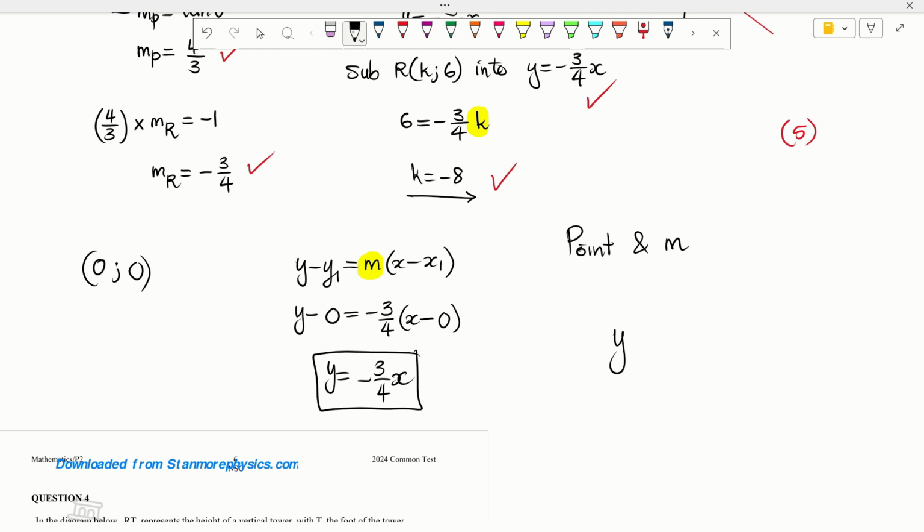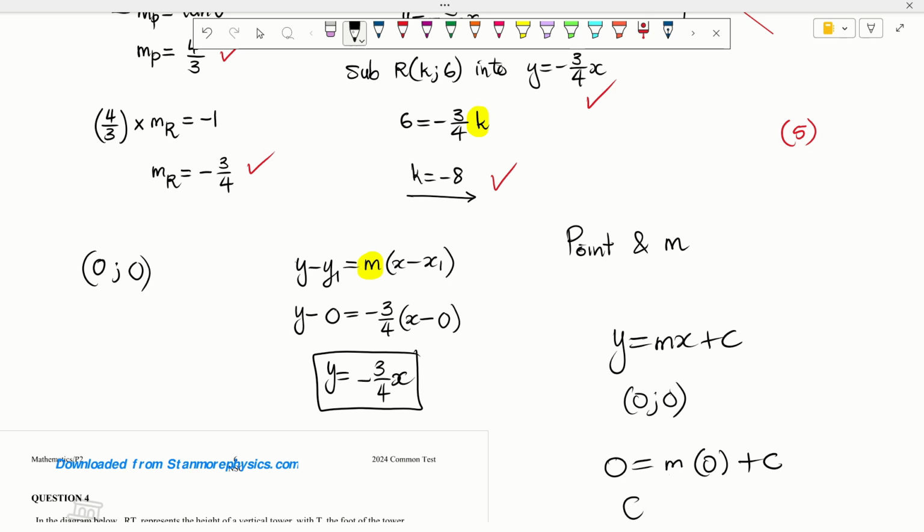But if I want to use y equal to mx plus c, then I'll have to do the same. I'll have to find c by substituting this coordinate 0 and 0. So 0 for y, 0 for x, plus c. And m times 0 just becomes 0, so c equal to 0.